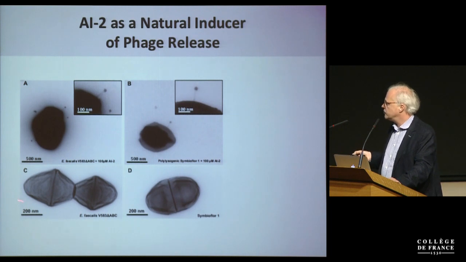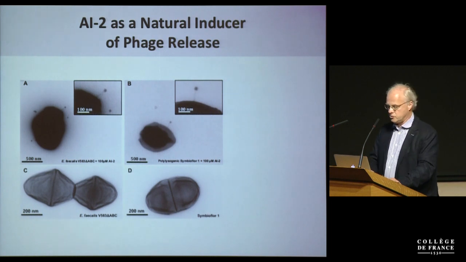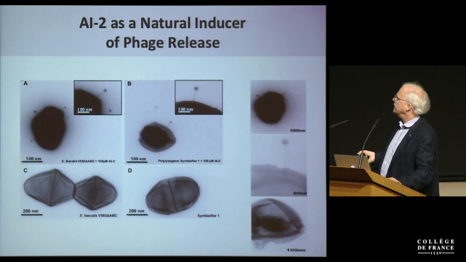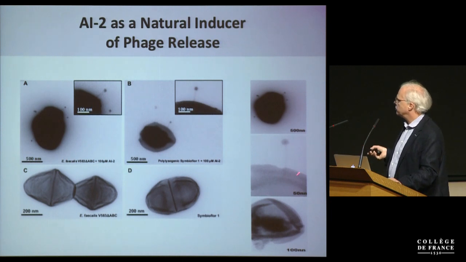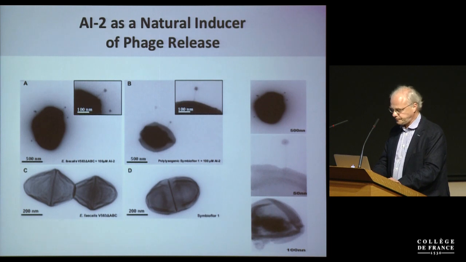Here are the wild-type strains. This is the strain that contains the prophages. This is the probiotic strain uninduced. This is just another picture showing that they really release phages.